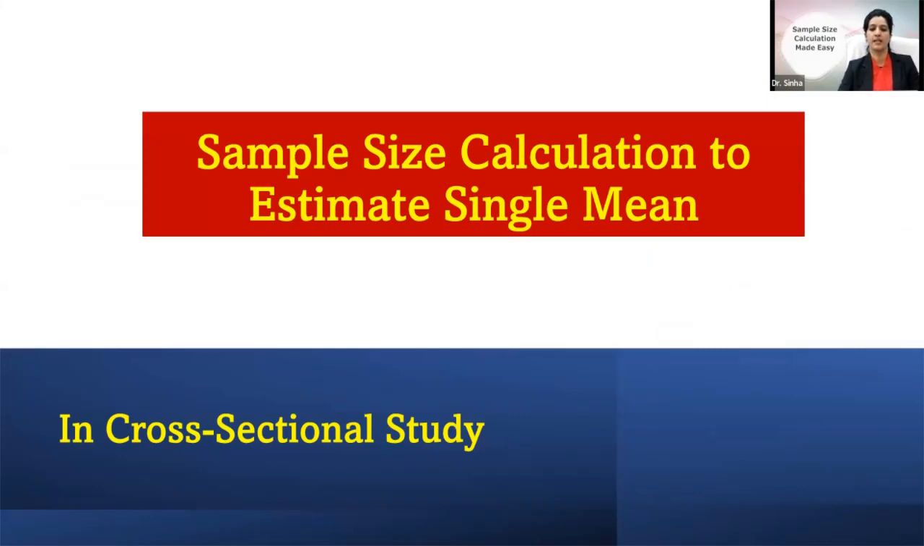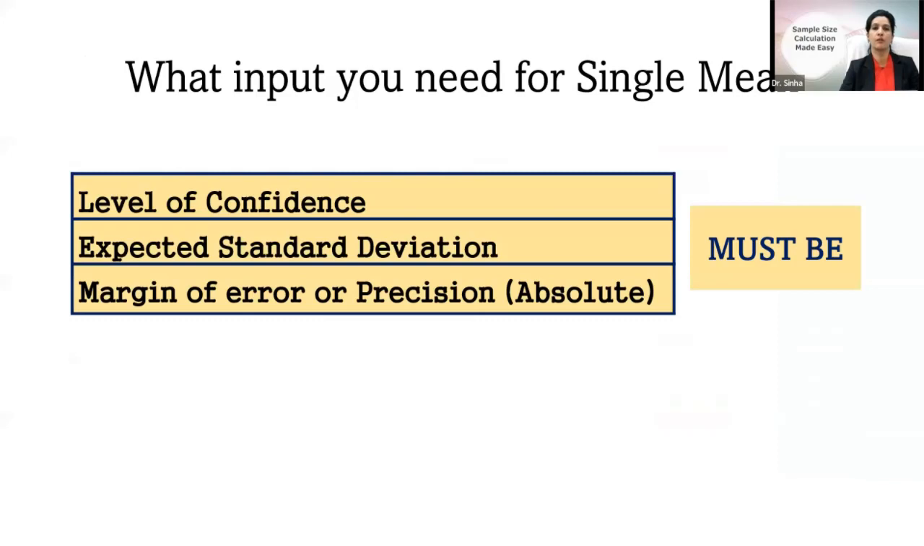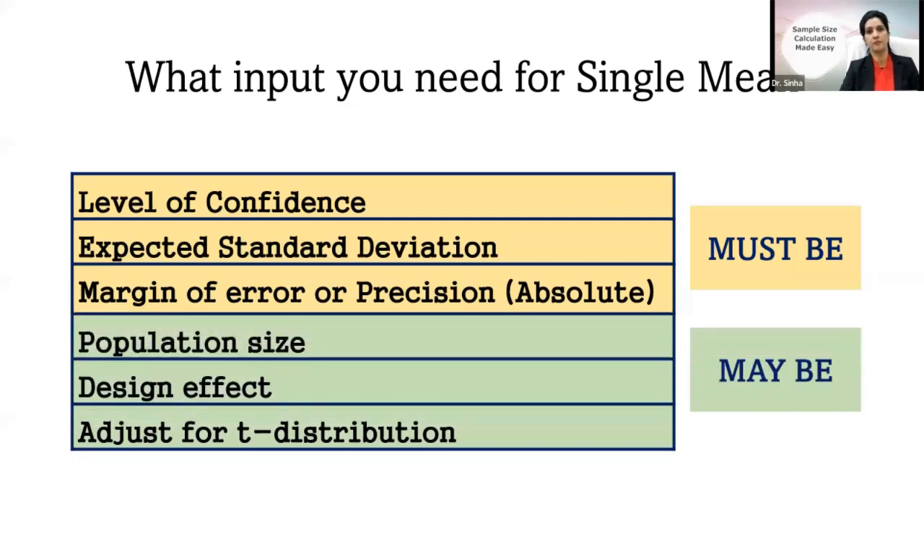Now, sample size calculation for single mean, we will see it. The formula for single mean is similar to what you have seen for the proportion. It is z square s square by d square. But again, we are not going into the detail of this formula because we will use the statulator. For single mean, if you see the must-be criteria, that is the level of confidence, expected standard deviation, that is important, and the margin of error or precision, the absolute one. The other three things may be population size, design effect, and t distribution adjustment. We'll see all these while we apply this command in the statulator.